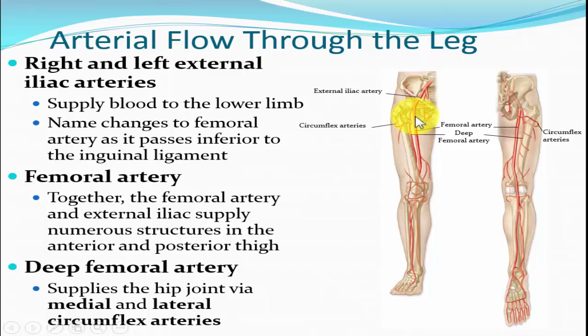The femoral artery is going to be both sides that are labeled here. So once it splits, it's going to become the femoral artery. We also have the deep femoral artery, which is going to be the internal structure as it splits. So we have the femoral artery that's going to be on more of the medial side, and the thinner, smaller structure that's a little bit farther back is the deep. And this supplies the hip joint via medial and lateral circumflex arteries. Together, the femoral artery and the external iliac supply numerous structures in the anterior and posterior thigh.